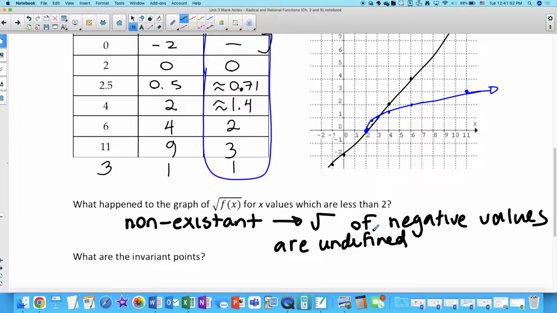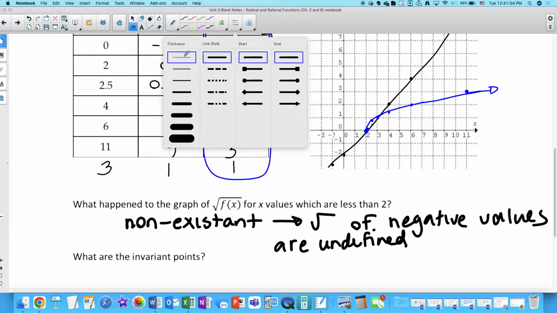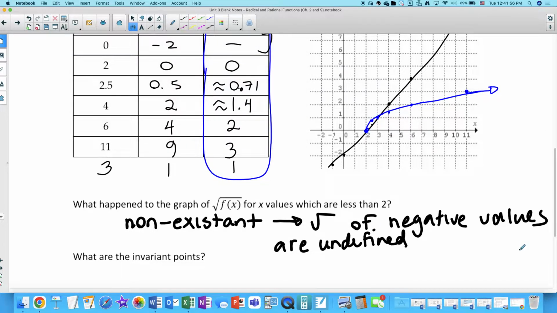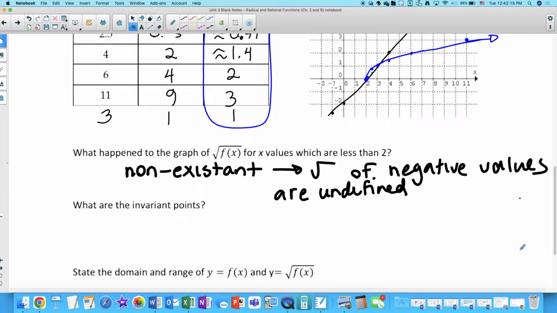Okay, so another thing I want to talk about are the invariant points. So where did the invariant points happen? 2, 0. Yeah, invariant points are the points that don't change from the original to the square root of the function. So the point 2, 0, that is invariant. And what's another point that's invariant? 3, 1, right?